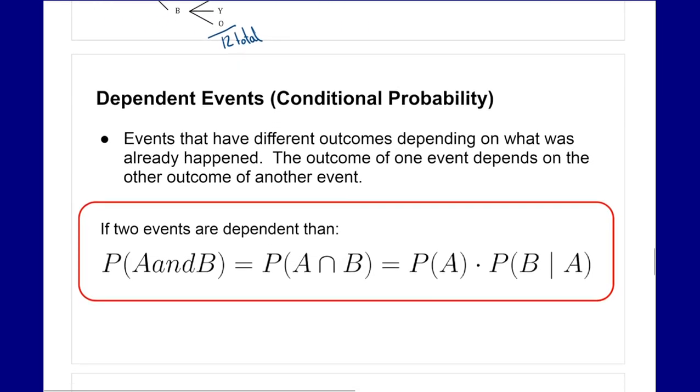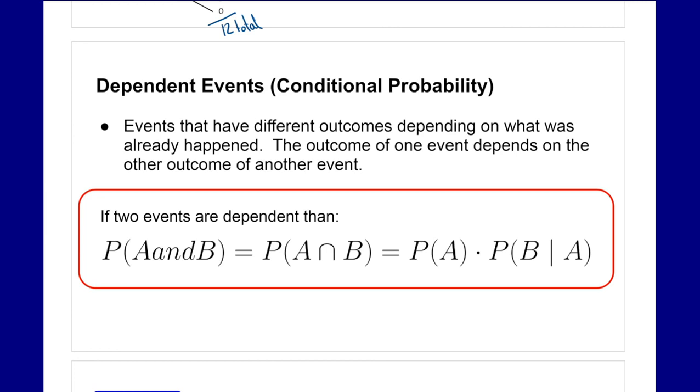And this is what we would call a dependent event, or conditional probability. Events that have different outcomes depending on what has already happened. That's a dependent event. The outcome of one event depends on the outcome of another event. So mathematically, it might look exactly the same, but there are slight changes. So for the probability of A and B, and is again our key word that we're looking for. The key word is still the same for independent and dependent.